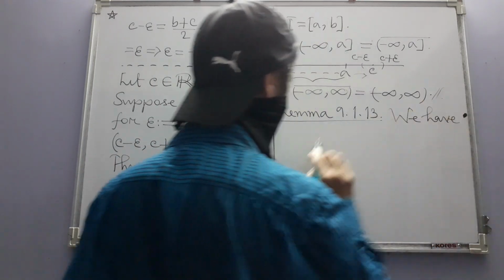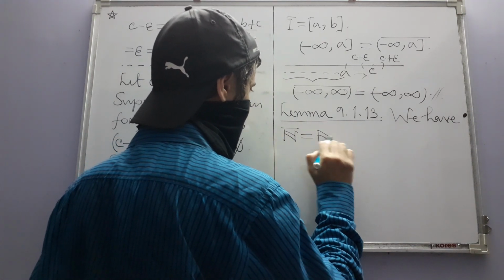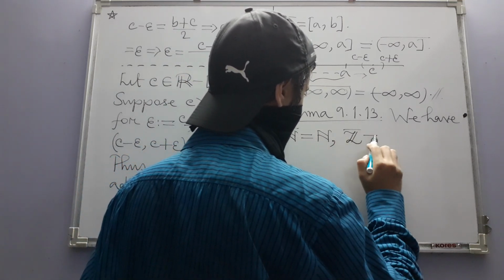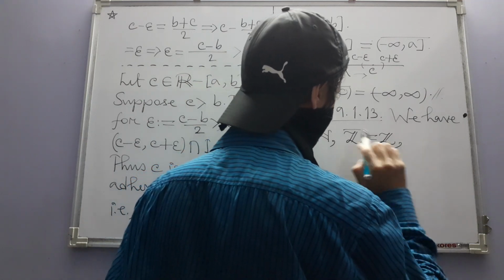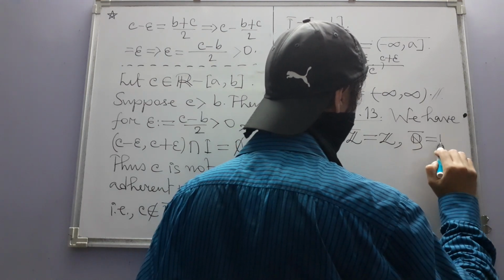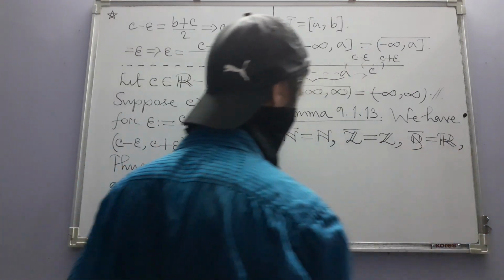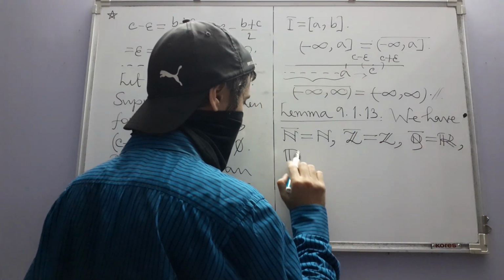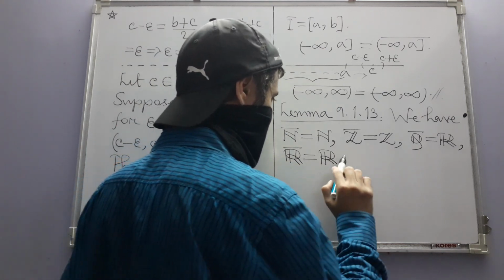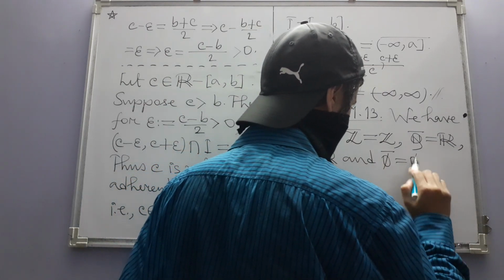We have the closure of the set of natural numbers is the set itself. The closure of the set of integers is also the set itself. But the closure of the set of rational numbers is the entire set of real numbers. Then the closure of the set of real numbers is itself, and the closure of the empty set is the empty set.